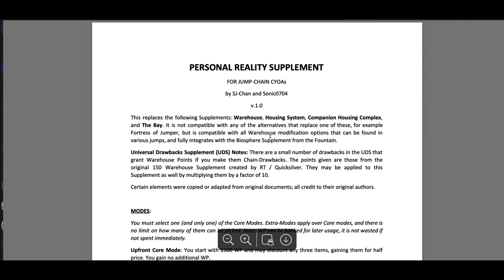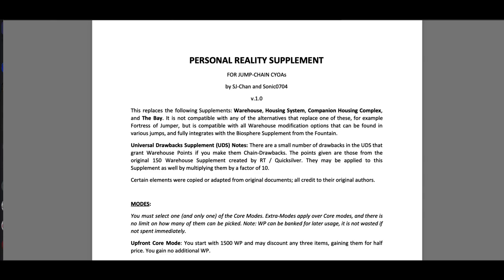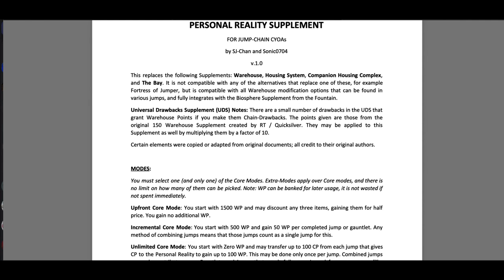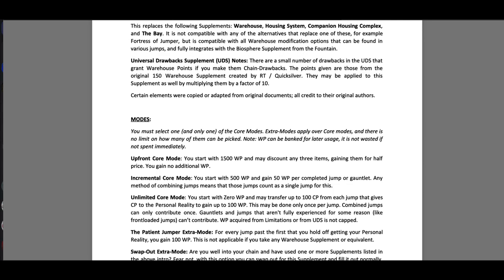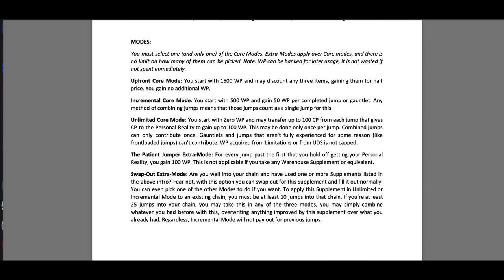The personal reality supplement is another quintessential supplement that replaces certain things that were in Quicksilver's original design and in Quicksilver's original sketch for a jump chain. Very specifically, this replaces the warehouse and a number of the supplements tethered to the warehouse that make the warehouse bigger and better, and in exchange replaces it with something that fuses elements of all of that stuff put together.